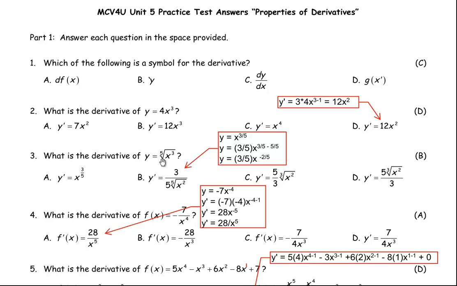And so that actually is answer B, although I'm always going to write answers back in radical form instead of leaving them with exponents that have negative fractions in them. So the 3 is the numerator, the 5 is the denominator, and x to the negative 2/5, well, that radical is going to be in the denominator. The 5 in the bottom is the root, so it's the fifth root of x squared. The 2 in the top is the power of x.